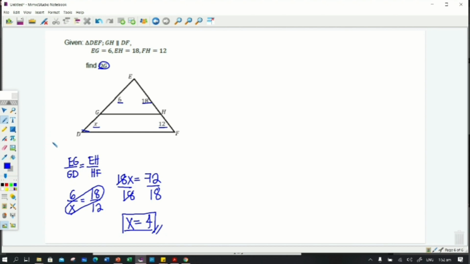I'm going to show you alternative solutions. So I'll write here solution number 1. For solution number 2, you can also apply this method. We have upper left, which is EG, all over whole left. So this one, we have ED is equal to upper right, which is EH, all over whole right, which is EF.